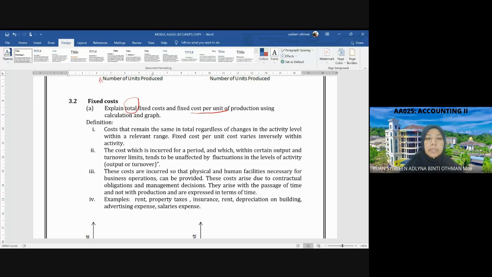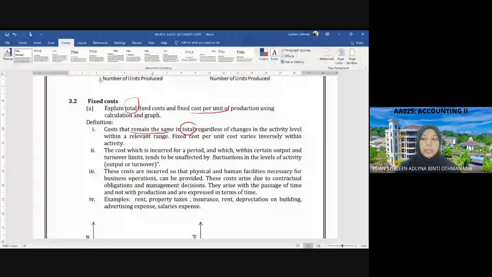Okay, so dia adalah opposite of variable cost. Alright, so kalau you tengok cost that remain the same in total regardless the changes in the activity level. So maksudnya total dia kalau tadi variable cost, total dia berubah-ubah ikut unit pengeluaran. Right? Tapi for fixed cost, total dia kekal sama, remain the same. Tak kira lah you keluarkan berapa banyak unit pengeluaran sekalipun, your total for fixed cost remain the same.